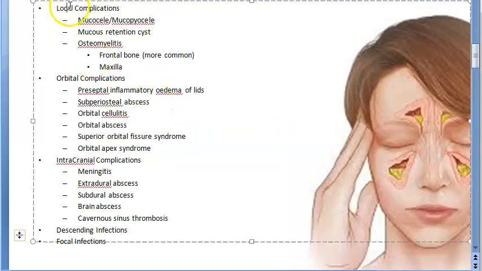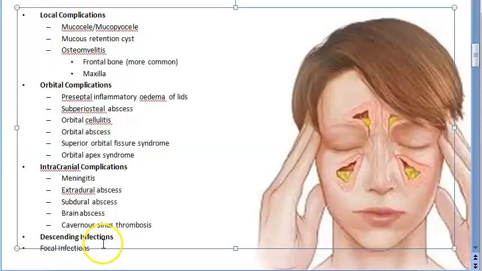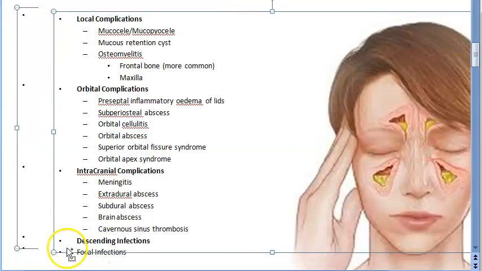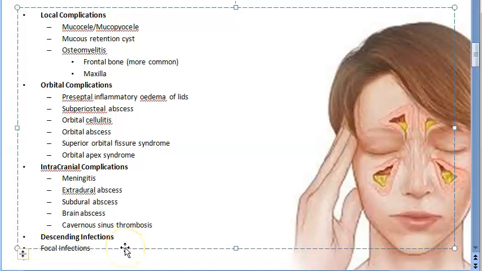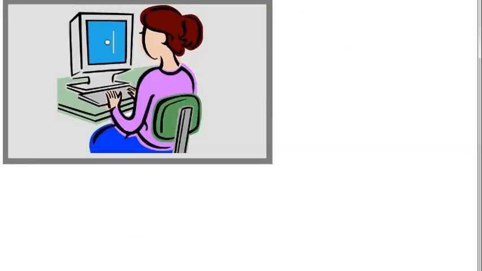Before that, just look at the high level things that we will look at: local complications, orbital complications, intracranial complications, descending infections, and focal infections. So this is what we will look at.